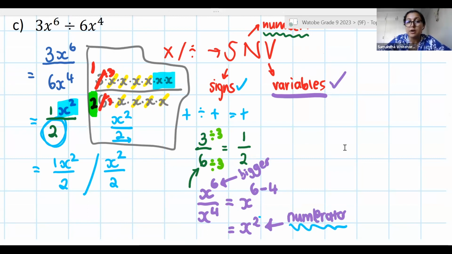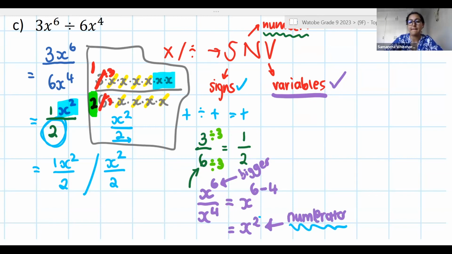Okay, so the x squared has to be in the numerator because I had 2 x's left at the top, and the 2 has to stay in the denominator because that's where my remainder of 2 was when I divided 6 by 3. All right, so that's all question.